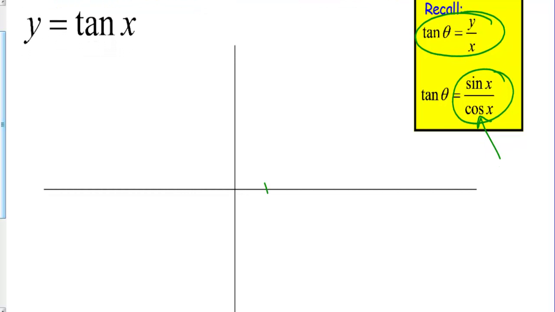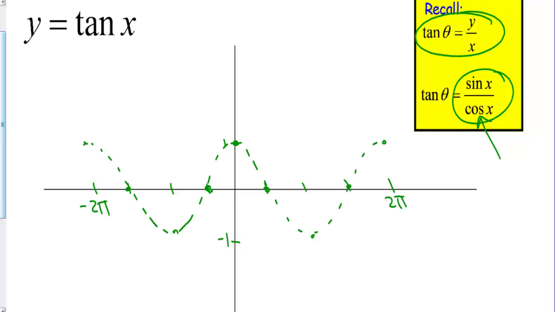So we have 1, 2, 3, 4. We're going to go to 2 pi because we're going to start this by graphing cosine. So we're going to go up to 1, and we're going to go down to -1. Now cosine starts at 1, then goes to 0, -1, 0, and back to 1. 0, -1, 0, and back to 1. So this is cosine. And then anywhere cosine is 0, tangent is going to have these vertical asymptotes.